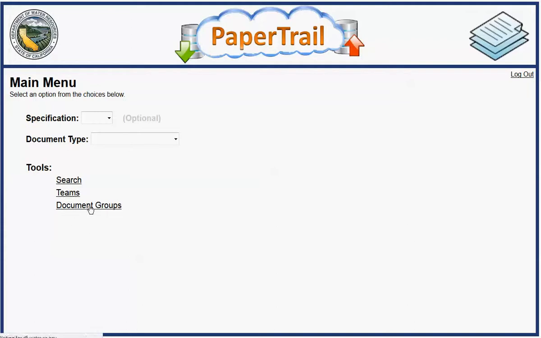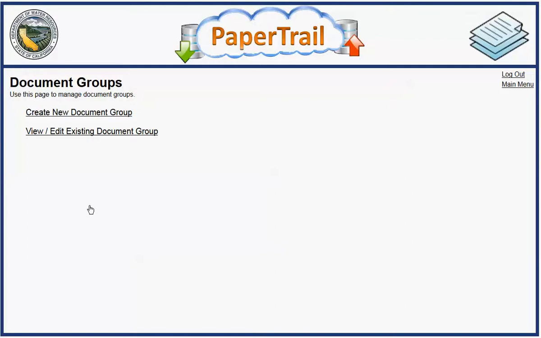We'll start with document groups. Document groups are groups of documents. They're essentially documents that have some sort of association that is useful to be grouped together and is helpful for later purposes. So document groups can be saved and then returned to and viewed as a group. The two links on this page are to create a new document group and to view or edit existing document groups.